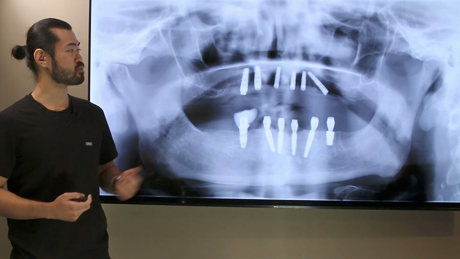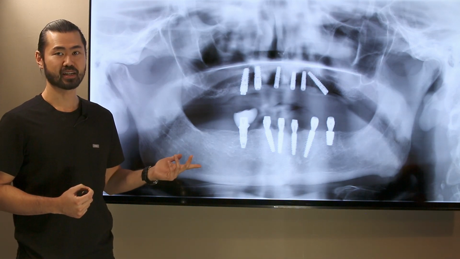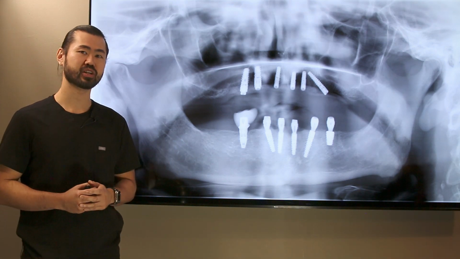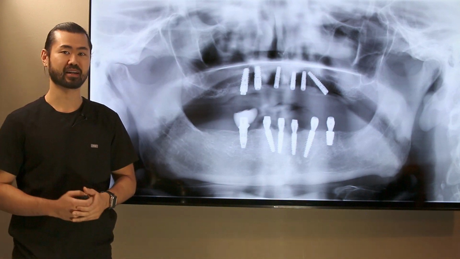So this is a panoramic radiograph of the same patient, and here you can see that the implants have been placed in a pretty classic all-on-4 situation where some of the implants, especially on the upper left side, are placed at a very steep angle.